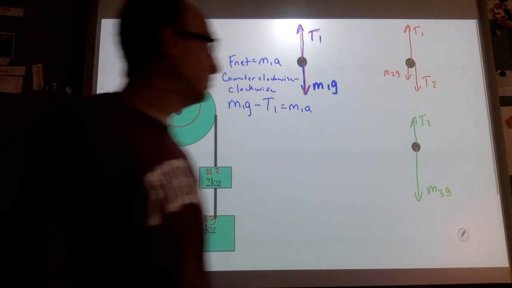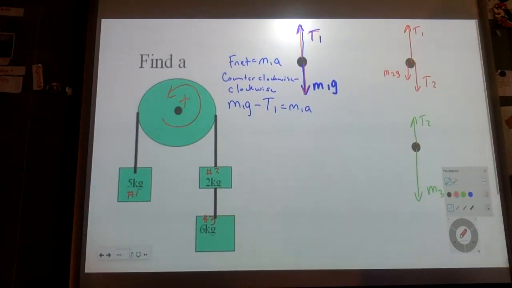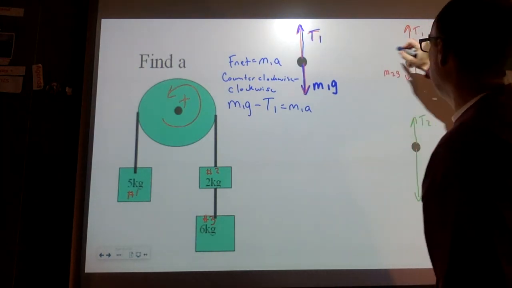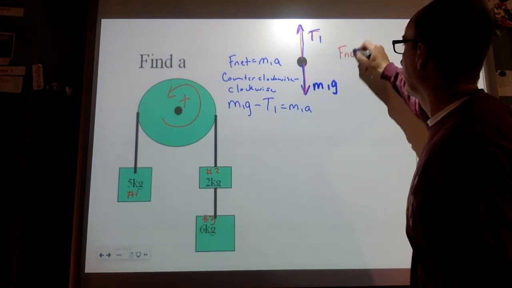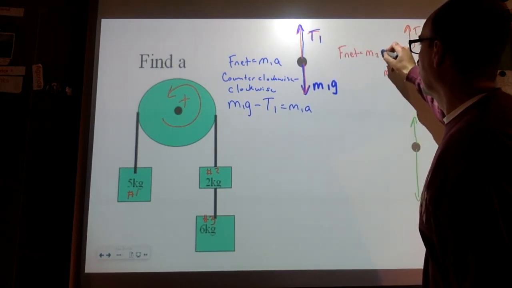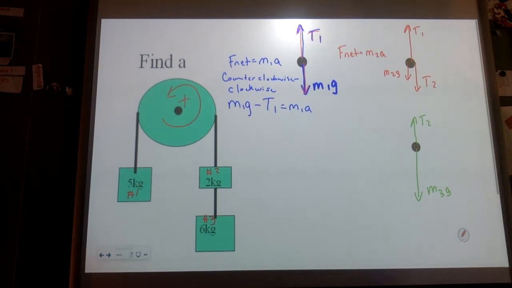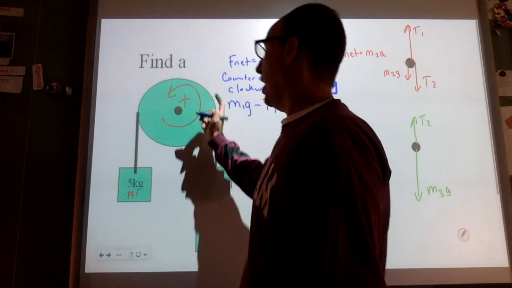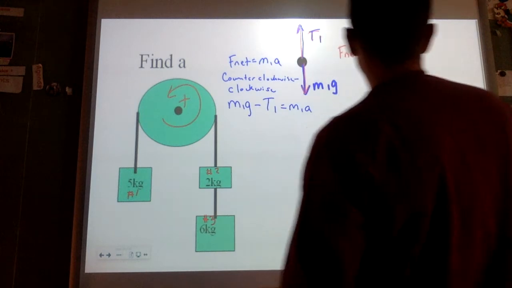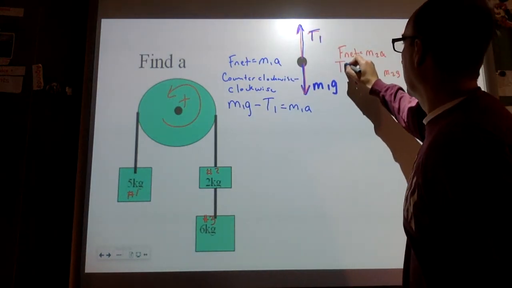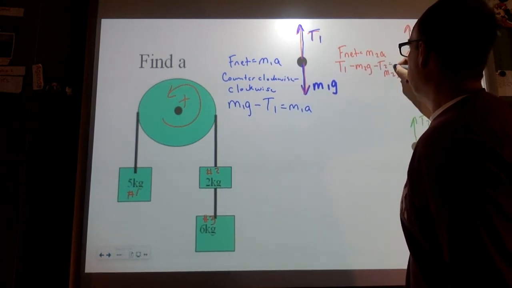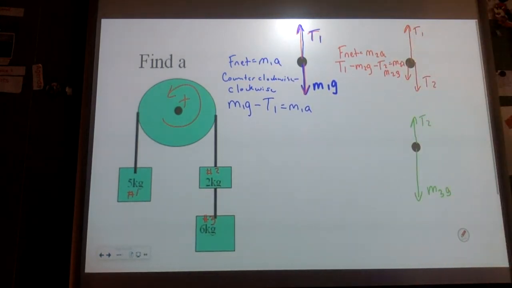I'm going to do the same thing for mass 2. I'll switch the pen color so we don't get confused. Now we're going to say that Fnet equals M2A, and I'm going to take counterclockwise forces minus clockwise forces. So I'm on this side now. A force up would turn it counterclockwise. So I'm going to say T1 minus M2G minus T2 equals M2A.